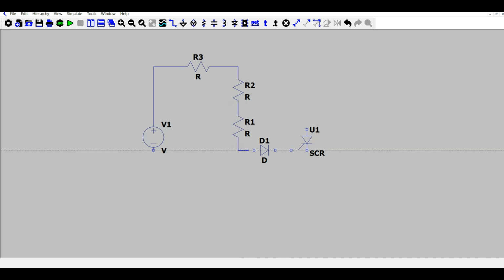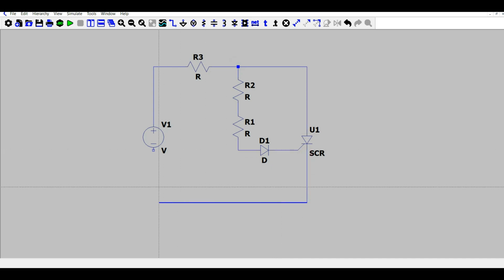and here you go. All right, so we also need a reference point, that is the ground symbol here. Okay, so this is the circuit diagram. Now let's select the component values as well as the components part numbers.